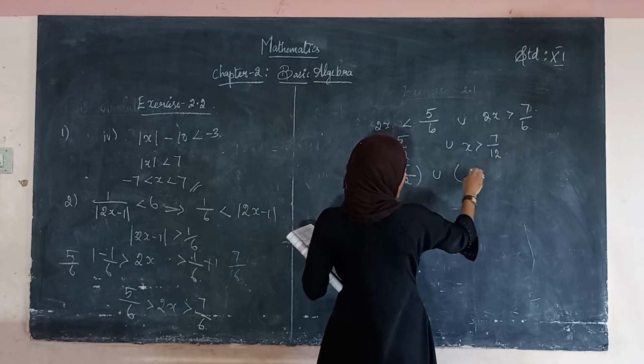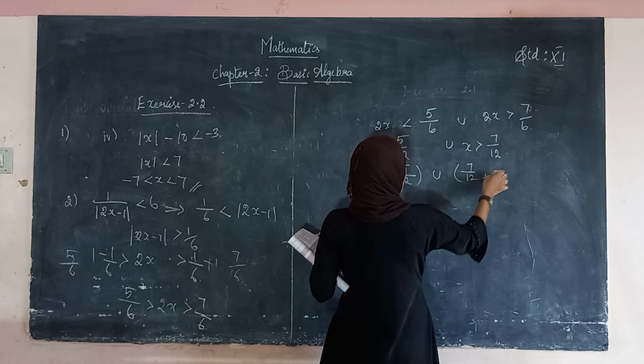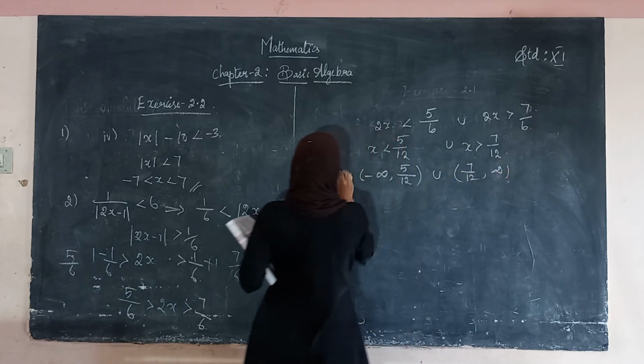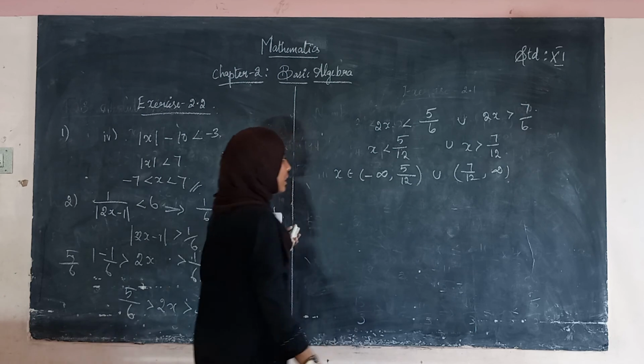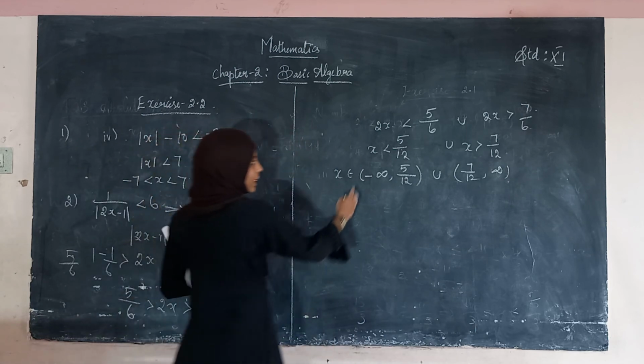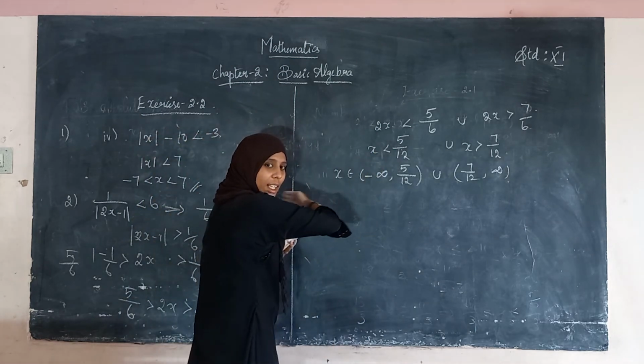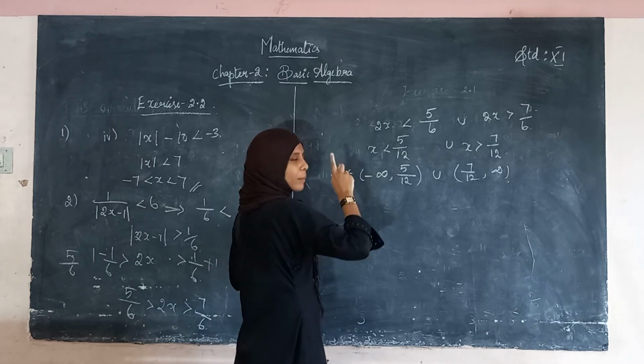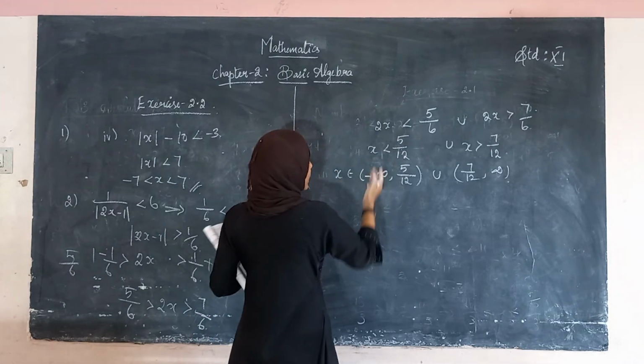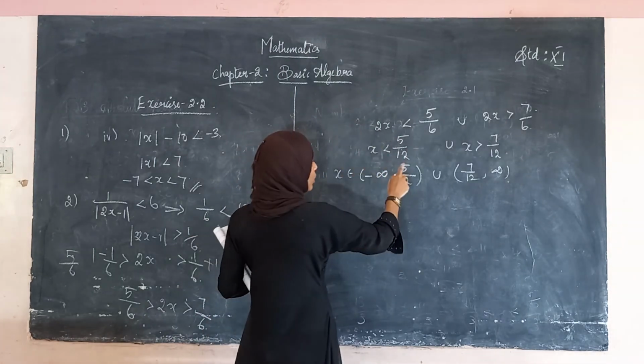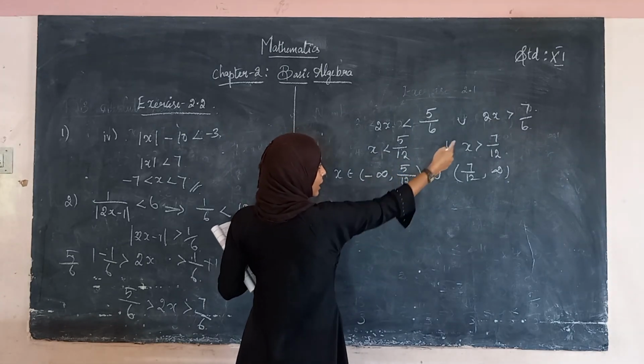X is greater than 7 divided by 2, means from 7 by 2 to infinity. Therefore x belongs to minus infinity comma 5 divided by 2. What is x less than 5 divided by 2? All the values below that in R. What is the R? Minus infinity to infinity is the R. So x below is minus infinity to 5 divided by 2, union, and that interval 2.